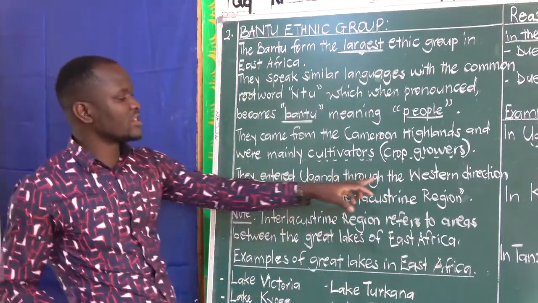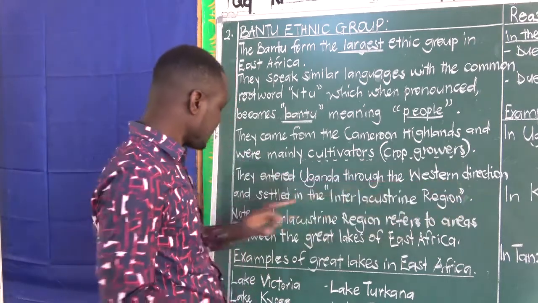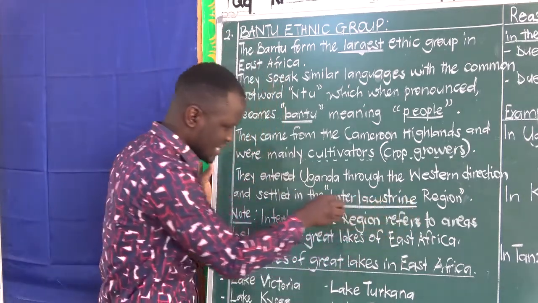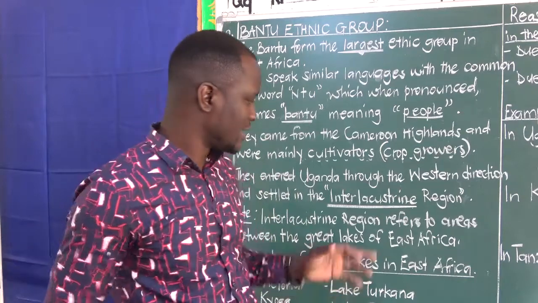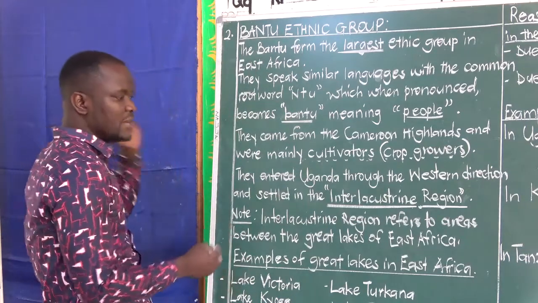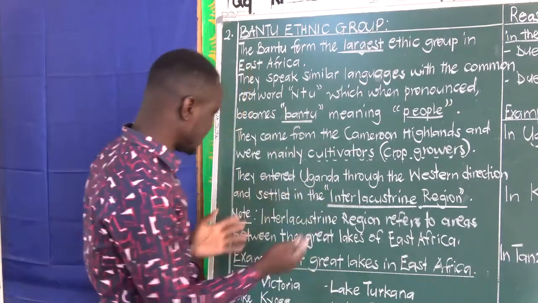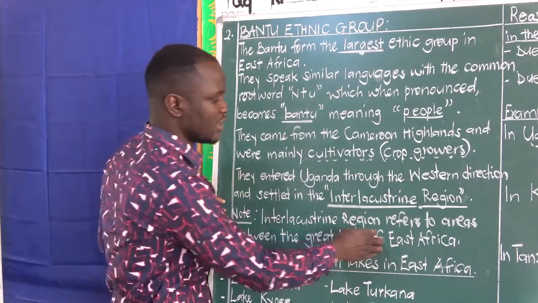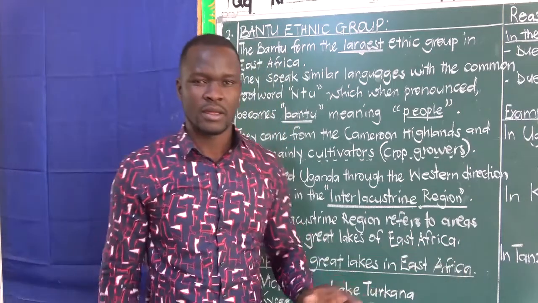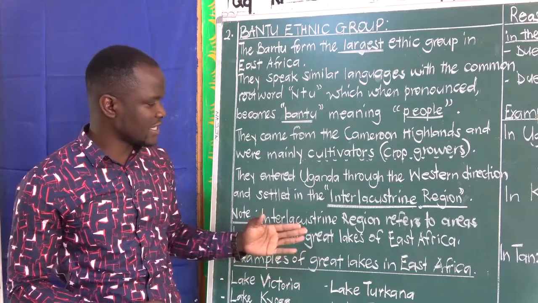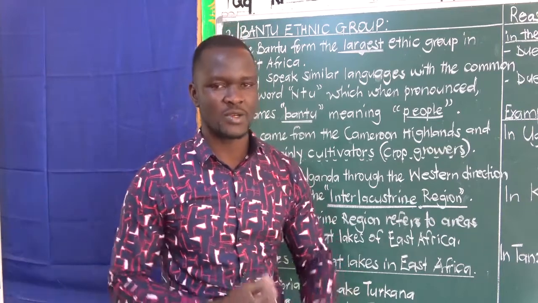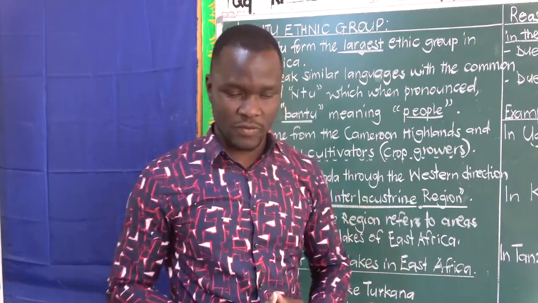They entered Uganda through the western direction and they settled in the interlacustrine region. This is what we need to understand. They settled in the interlacustrine region. Now, what do we mean by the interlacustrine region? We say the interlacustrine region refers to the areas between the Great Lakes of East Africa, which means we are to understand which are these Great Lakes of East Africa.